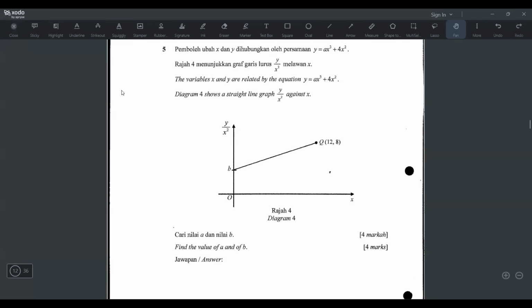Okay, let's do number 5. Okay, this is a linear law question from chapter 4. So let's do it. The variables x and y are related by this equation. Okay. Diagram 4 shows a straight line graph y over x squared against x.